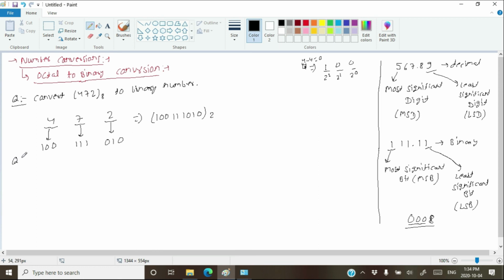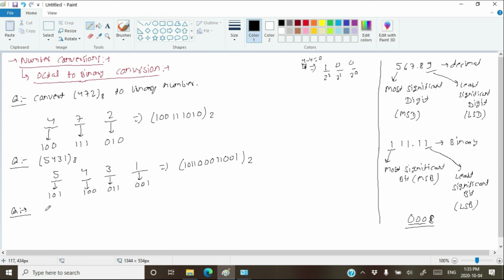Now let's take another example of octal to binary. This time you have to convert 5431 in octal to binary. Now tell me how you will do it. You have to write 5, 4, 3, 1 and represent all of them in 3-bit binaries: 101 for 5, 100 for 4, 011 for 3 and 001 for 1, and write all the bits one after another. So that will be 101, 100, 011, 001 in binary.